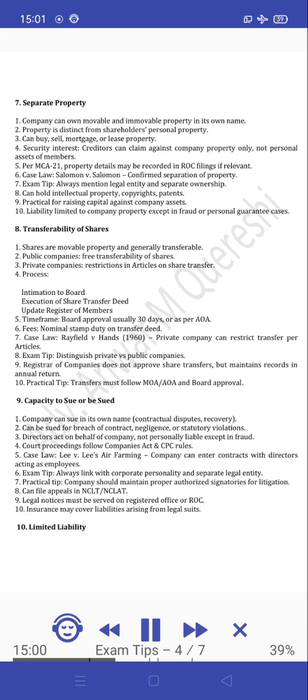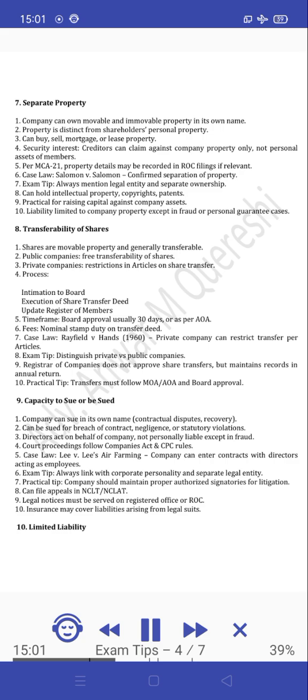6. Fees. Nominal stamp duty on transfer deed. 7. Case law. Rayfield vs. Hands, 1960. Private company can restrict transfer per articles. 8. Exam tip. Distinguish private versus public companies. 9. Registrar of Companies does not approve share transfers, but maintains records in annual return. 10. Practical tip. Transfers must follow MOA, AOA and board approval.